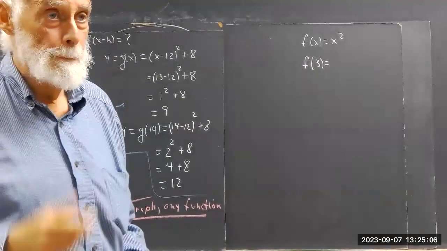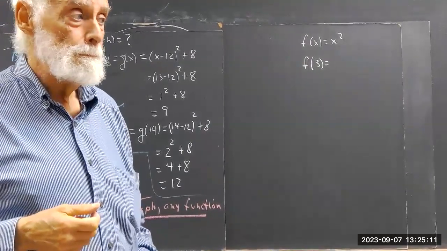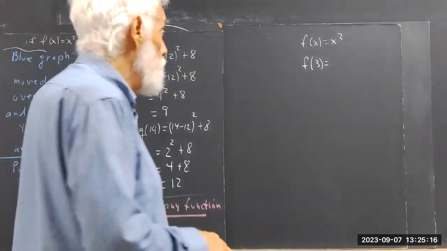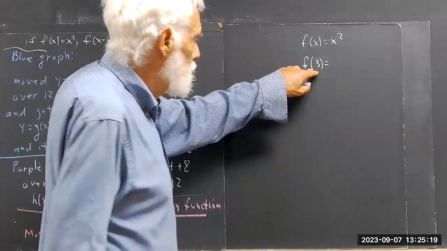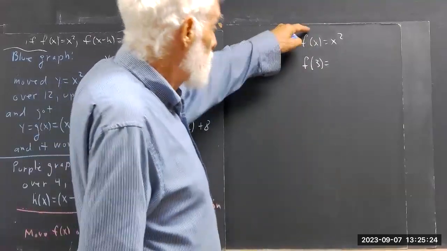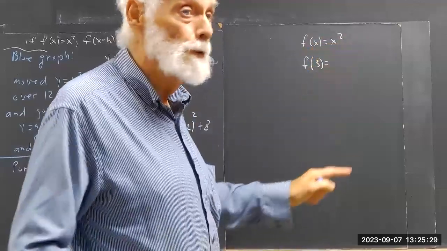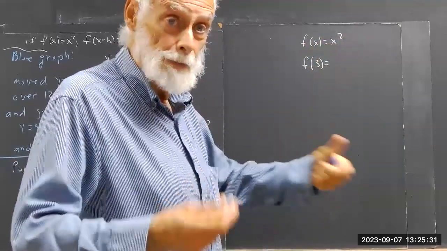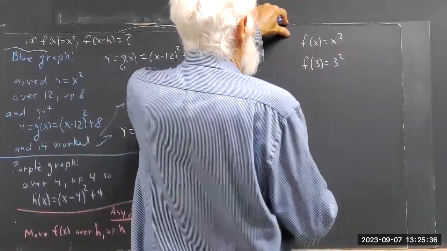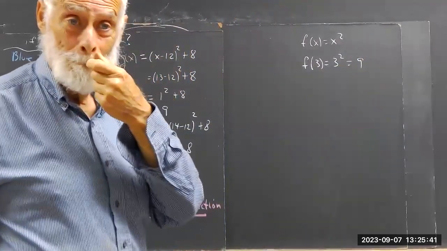What's f of 3? Everybody knows that, I think. Okay, just to be sure. f of 3, we've replaced x by 3. If we replace x by 3 here, we better replace it here. That's all function notation tells us, at least the mechanics of substitution. Of course, 3 squared is 9, right?